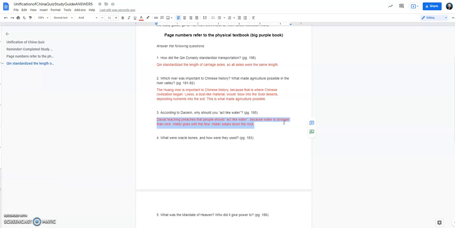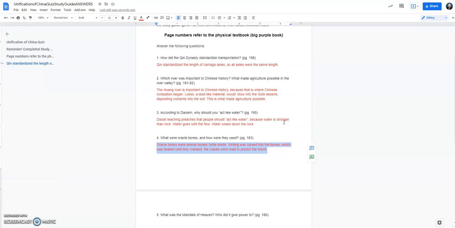Number 4, what were oracle bones and how were they used? So oracle bones are really interesting because they were used to predict the future. So what you would do is you'd take an animal bone, or more often a turtle shell, and you'd write some words on it. And then you'd heat that shell up, and where the shell cracked because of the heat, then you would predict the future based on the cracks.